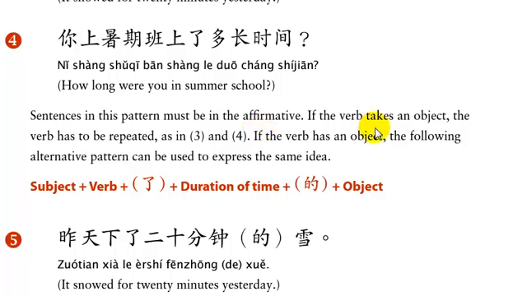If the verb takes an object, the verb has to be repeated. That's why we're repeating the verb here, as in 3 and 4. If the verb has an object, the following alternative pattern can be used to express the same idea. So in 3 and 4, we had objects.